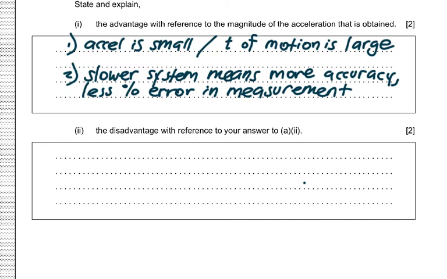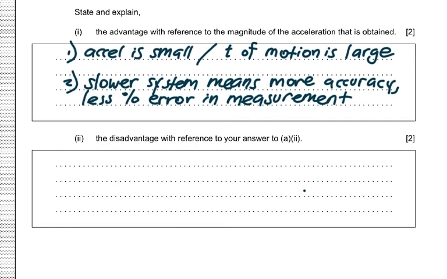And again, to be clear in terms of what they're asking for, there are 2 points here, because notice that it says state and explain. So the first point there is the statement, the second point is the explanation. Now, II says, what is the disadvantage with reference to answer to A double I? So it seems that based on my argument for I, that yes, you would want to keep the masses very close to each other. It gives you plenty of time to measure.